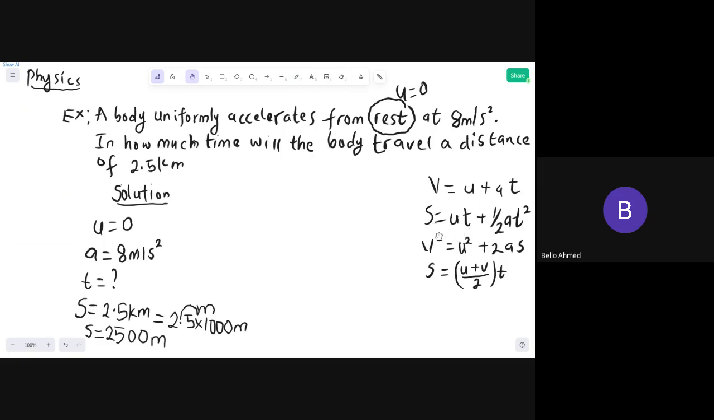We have s equals ut. S is there, right? U is also there. What about time? The time is also there.